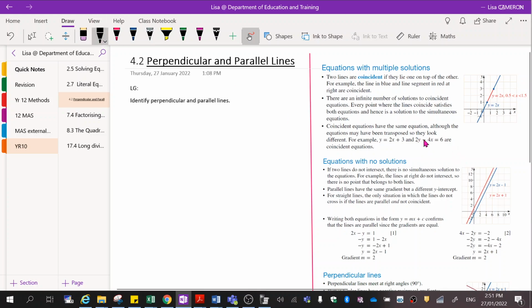If I rearrange this second equation to look like the first one, so all in terms of y equals, the first thing I would do is move the 4x across. Then I would divide everything by 2 to get the y on its own. Now, when I do that, this will become 2, and this one would become a 3. So I'd end up with 2x plus 3, which is the same as what you have in the first one. Or, more importantly, I would say that they have the same gradient and intercept.